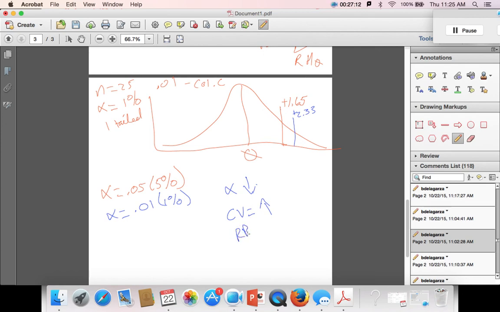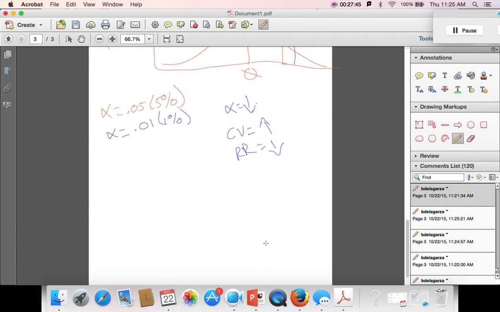What happens to my region of rejection? Does it get larger or smaller? So look at the proportion in the tail. Does it get larger or smaller? So we have 5% here. Now we have 1% here. So this goes down. So as alpha level goes down from 5% to 1%, critical value gets farther away from 0, the region of rejection gets smaller.